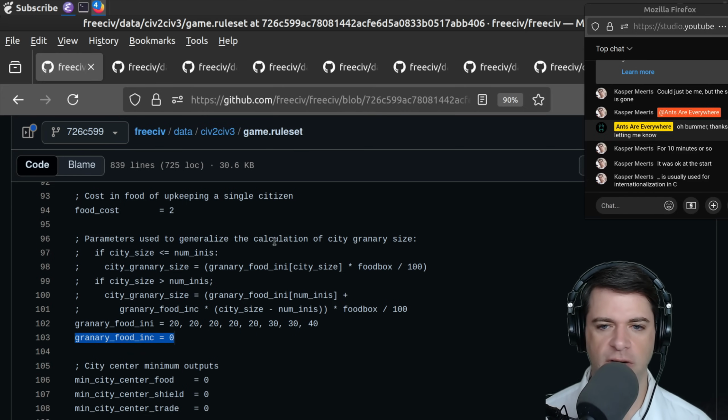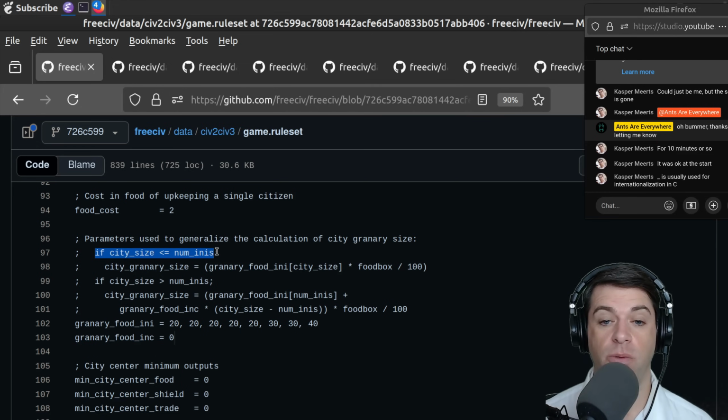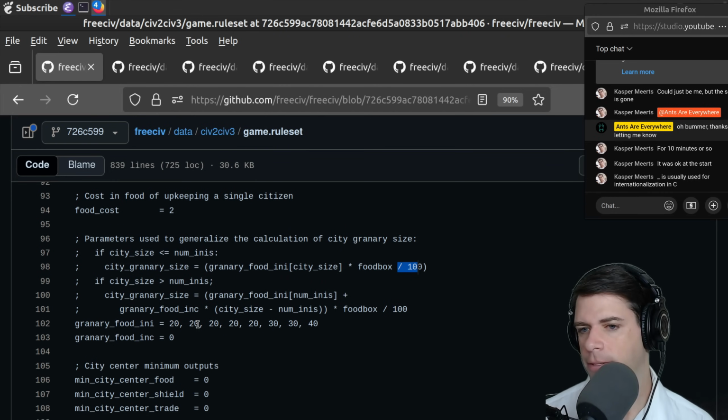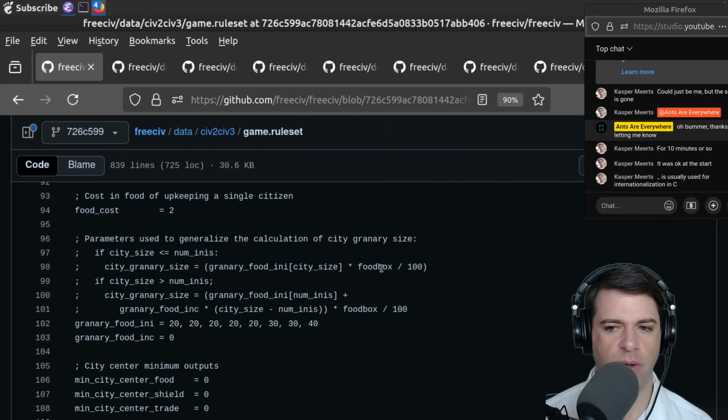So these are parameters used to generalize the calculation of city granary size. If the city size is less than or equal to num_inis, then the city granary size is equal to granary_food_ini of city size times food_box divided by 100. So if the city size is 1, then granary_food_ini of 1 would be 20, and we'll multiply 20 times food_box over 100.